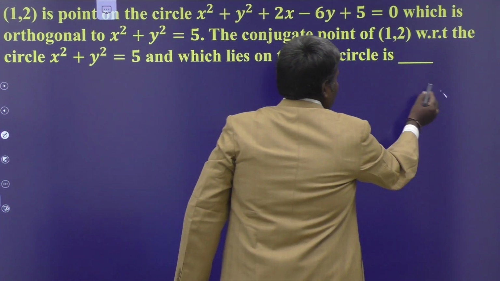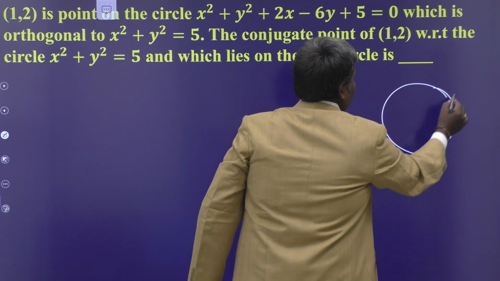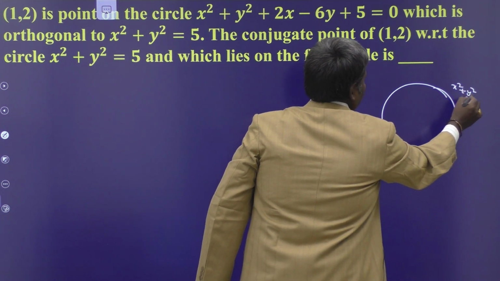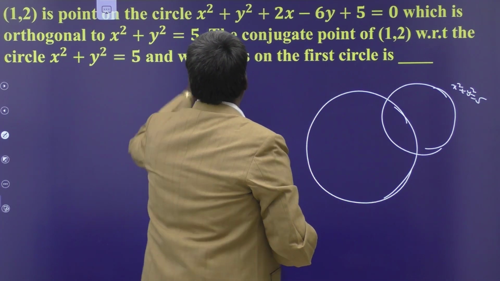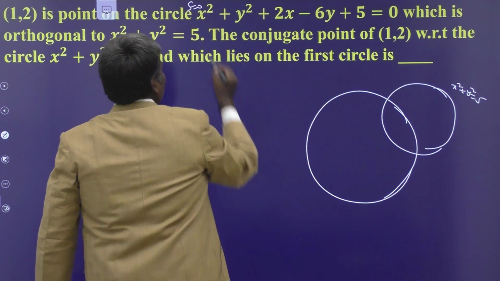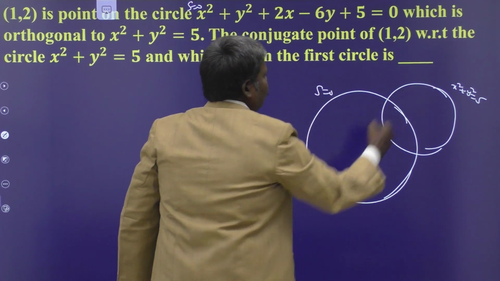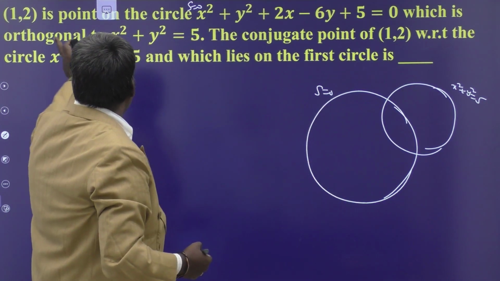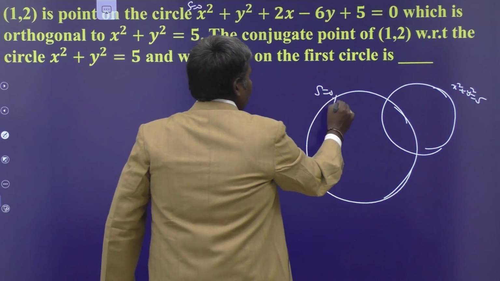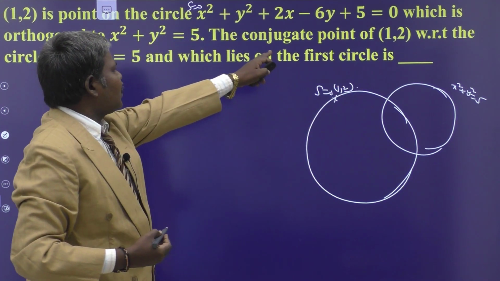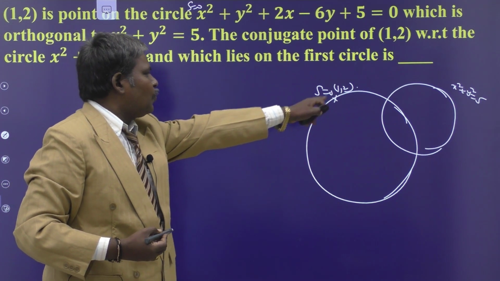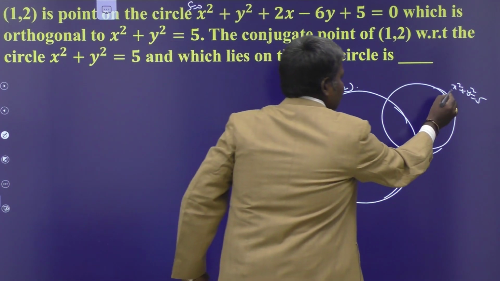Very simple question. This is x² + y² = 5. This is the circle, and another circle is also given to you. Suppose this is S = 0. S = 0 cuts that circle orthogonally, and one of the points on it is (1, 2). This is (1, 2). We have to find the conjugate point of (1, 2) with respect to the circle.